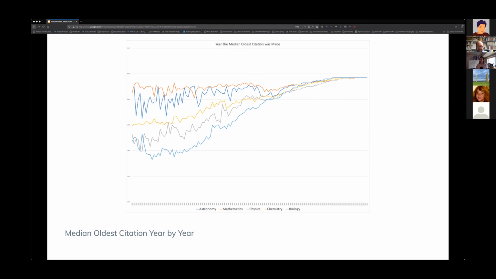And astronomy also likes old stuff, not as much as math, but it does. And then there's a big drop. There's a legitimately big drop down to the other disciplines. Again, biology is at the bottom, but this time physics actually drops below chemistry. So you do see some change there, but math is consistently the oldest.